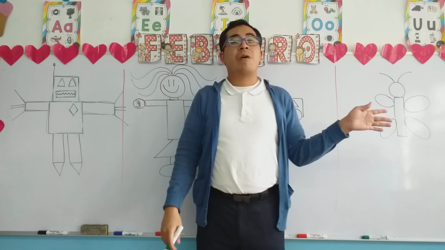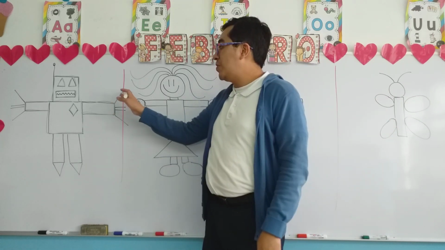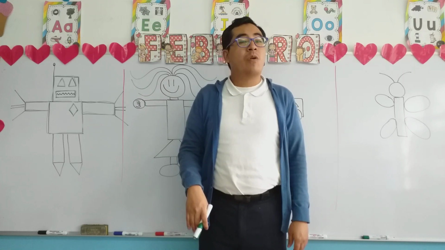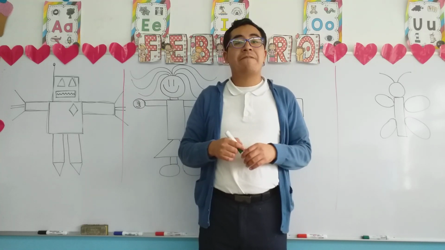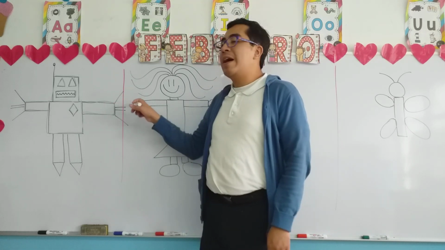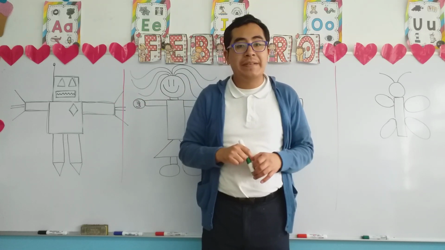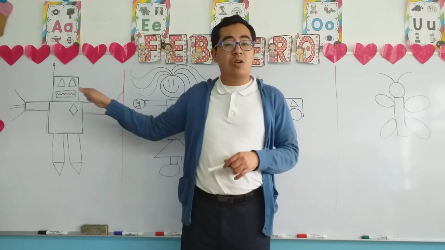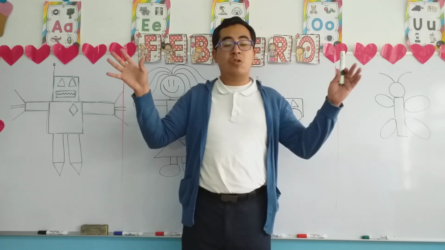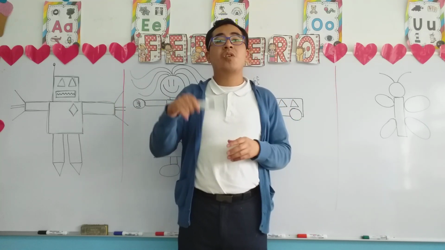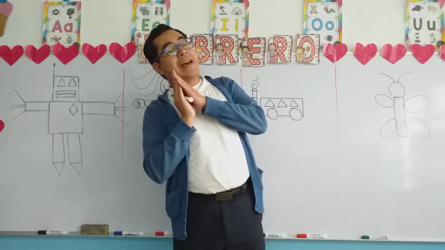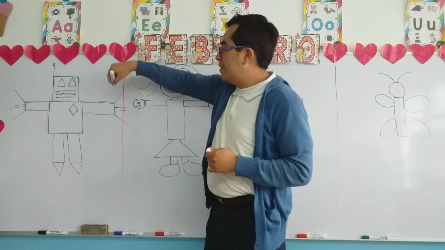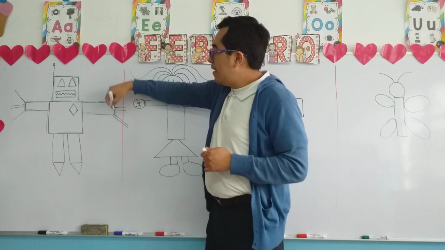Now, the rectangles are composed by fingers. Now, the fingers of the robot have form of lines. We have inclined lines and horizontal lines. Ahora, ya que terminamos de explicar la figura geométrica que compone los brazos, pasamos con los deditos del robot, que están compuestos por líneas. Inclined lines, líneas inclinadas, and horizontal lines, líneas horizontales.